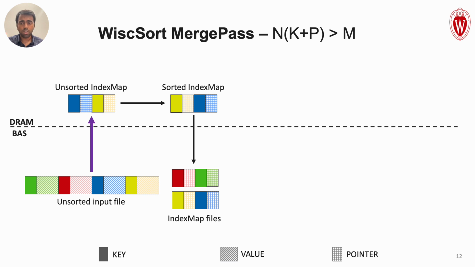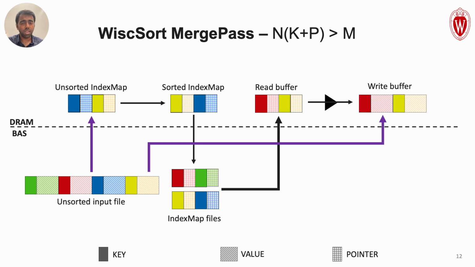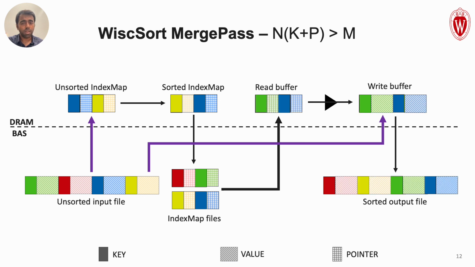Here, much longer runs are generated because more fit into the memory. Longer runs will help reduce the number of passes as well. Next, we gather the keys and the pointers to the read buffer to find the minimum key. Once we find the minimum key, we at the same time gather the value from the input file and write it to the write buffer. Once the write buffer is full, we write it to the sorted output file in a sequential manner. We repeat this step until the final sorted output file is generated.